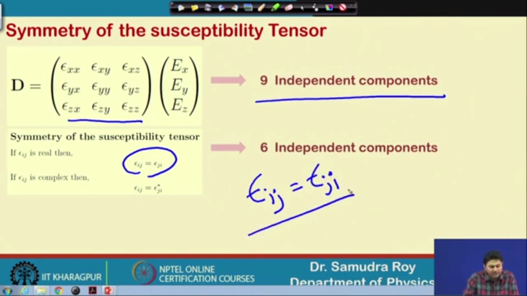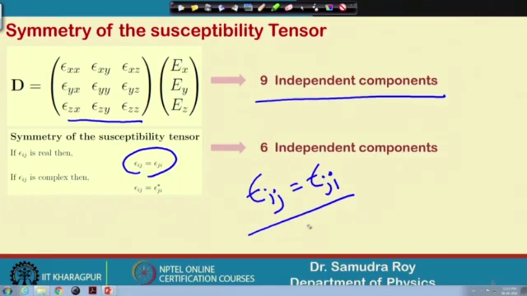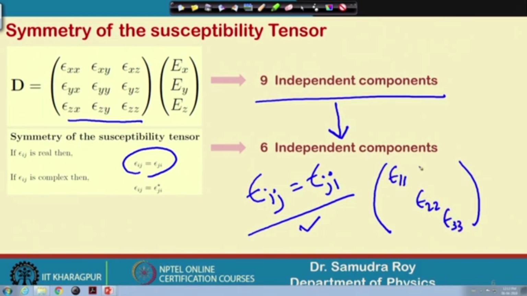Considering this is a real quantity; in case of complex, epsilon ij is equal to the complex conjugate of epsilon ji. So that means they form some kind of Hermitian relationship. If the susceptibility tensor has this property, then readily we can understand that these 9 components shrink to 6 different components. Whatever the values I have in the diagonal, say 11, 22, 33, they are different.